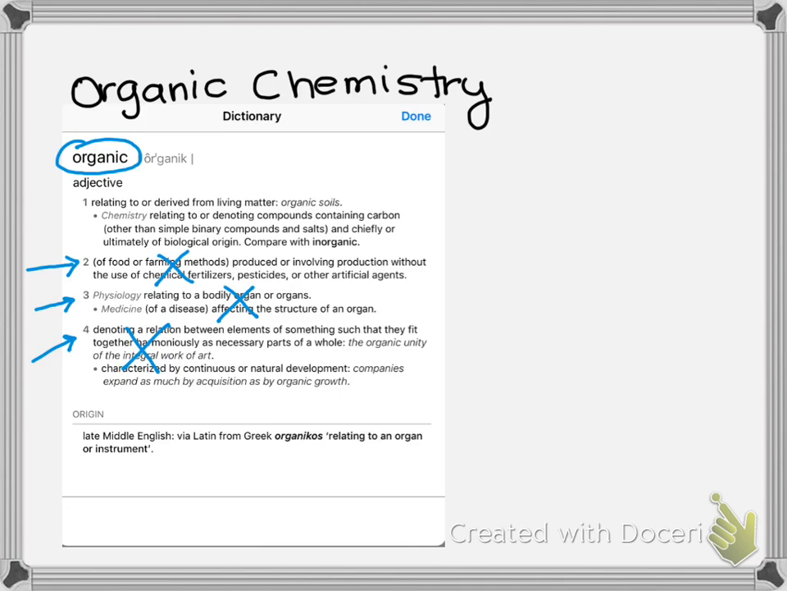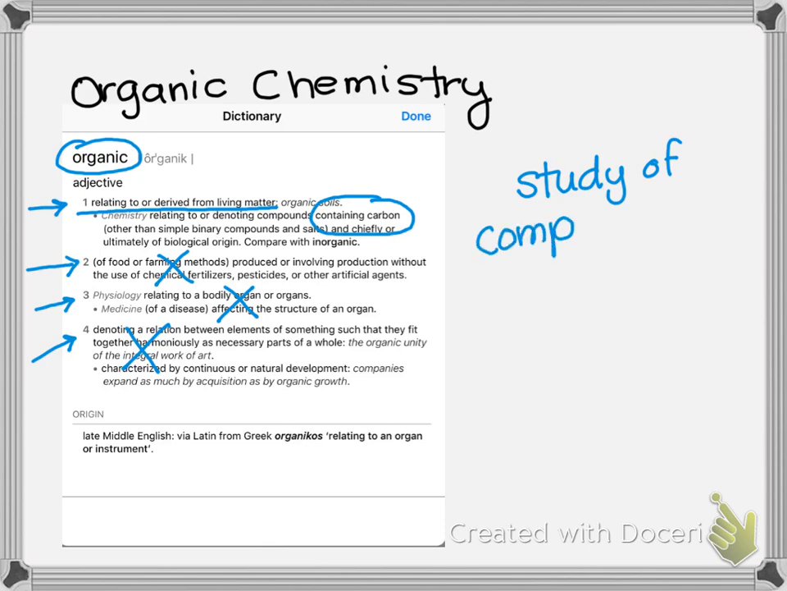Not organic chemistry. So if we look at this first definition, it says relating to or derived from living matter. Okay, but that's still not what organic chemistry is. Organic chemistry is right here. It's the study of compounds that contain carbon. So we're going to investigate a few of the features that involve compounds that contain the element carbon.